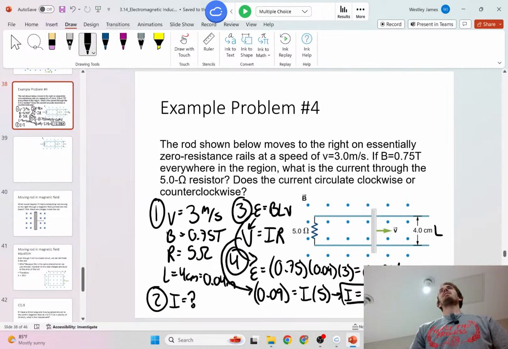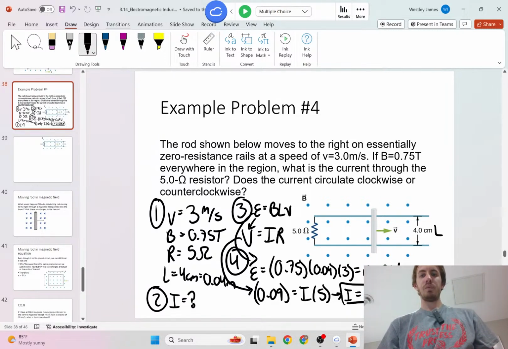And the last question, which way will current flow? The math doesn't tell you. You have to ask, am I gaining fields? Am I losing fields? Go ahead and think about it. The current is going to go clockwise.